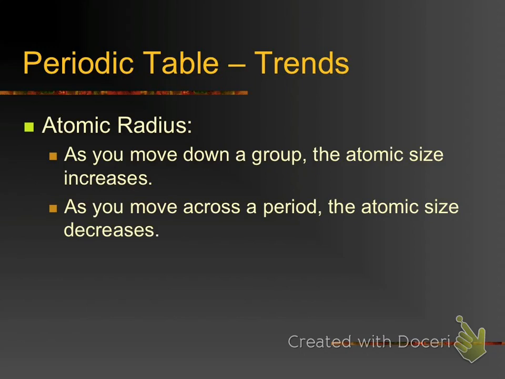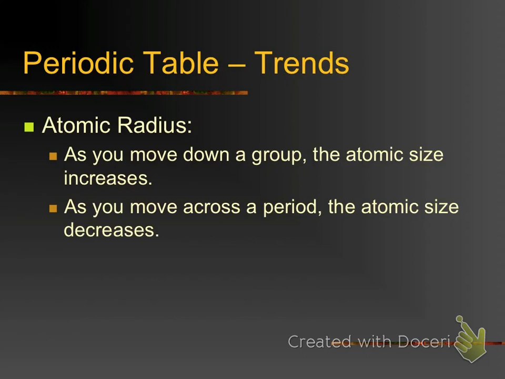Atomic radius. As I go down a group, my atom gets bigger. So as I go down the periodic table, the atom gets bigger. Size-wise, radius-wise, right? You guys are learning in geometry that radius is from the center of a circle to the perimeter of it. At some point you know what radius is. As I go across a period, the radius increases. All right? Or I'm sorry, the radius decreases. As I go across a period, the radius decreases.